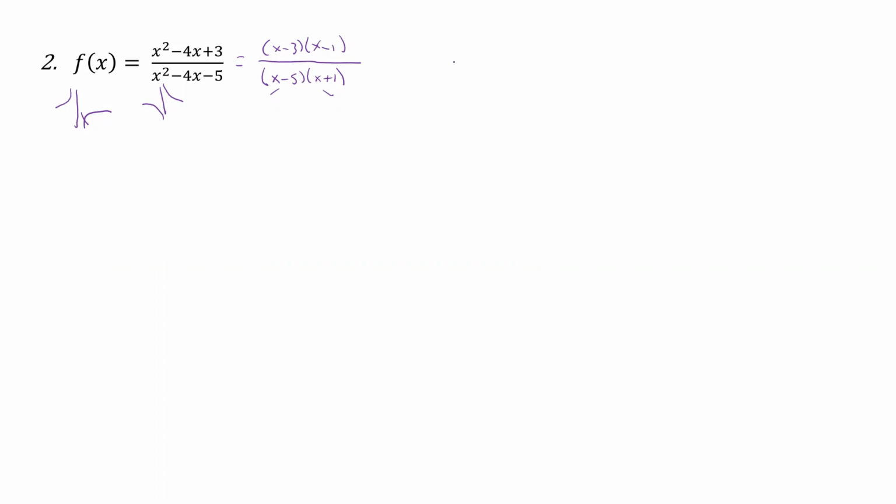Setting the denominator equal to 0, we have vertical asymptotes at x equals 5 and x equals negative 1, and nothing cancels, so they're going to stay there. And so our domain is going to be all real numbers except at x equals 5 and x equals -1.